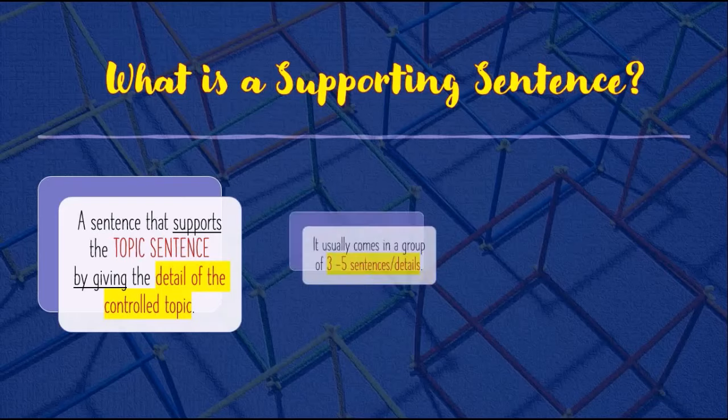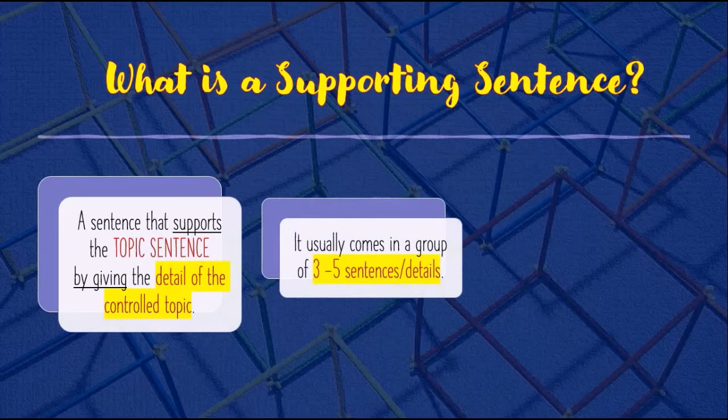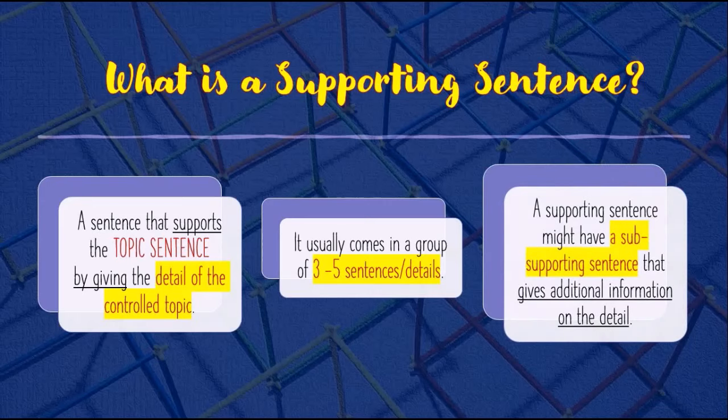And the next criteria is that it usually comes in a group of 3 to 5 sentences or details. It's okay to have one supporting sentence, but usually it's better if you have 3 to 5 sentences so you can elaborate more on the control topic. And the last criteria is that it might have a sub-supporting sentence, which gives additional information that supports the supporting sentence. We will discuss these three criteria further one by one.